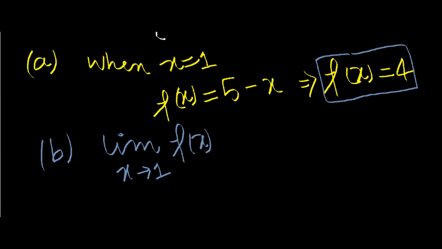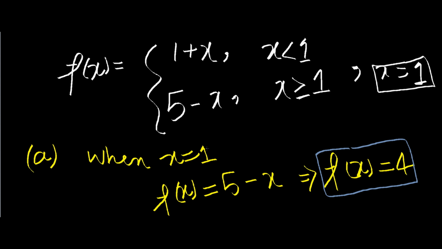As I already told you, when x approaches 1 or x tends to 1, it means that x is not exactly 1. x is very close to 1, either from the left side or from the right side, but not exactly 1. So you would be confused about which function to take. This is 1 plus x, where x is not equal to 1, and this is 5 minus x, where x is greater than 1. So in both equations, x is not equal to 1. Which function should I take?